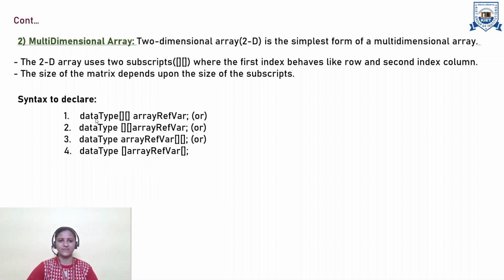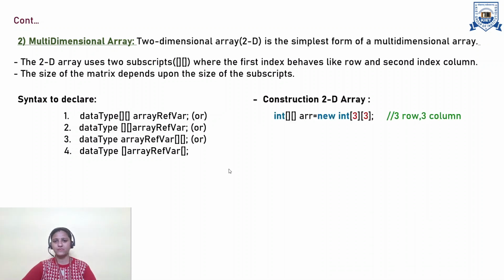Now the syntax to declare the multidimensional array. All these are valid. Data type, with the two subscripts given in front of the data type and the variable name. Or data type, with these two subscripts given before the array variable name. The third one is data type, array variable name, and the subscripts just ahead of this variable. Or, data type, one subscript given before the variable name and one given after it. All are valid.